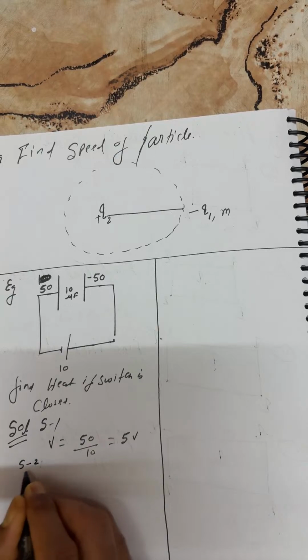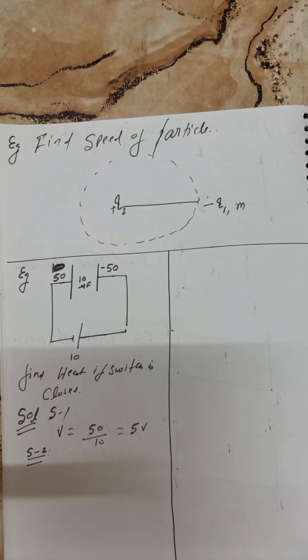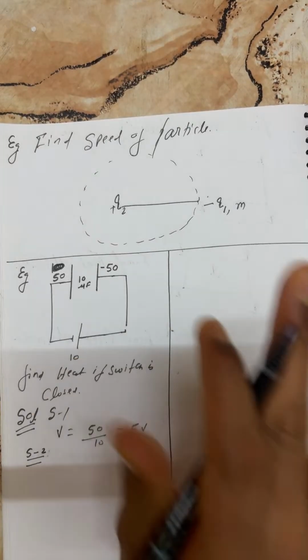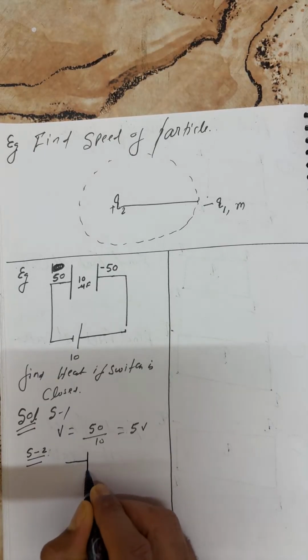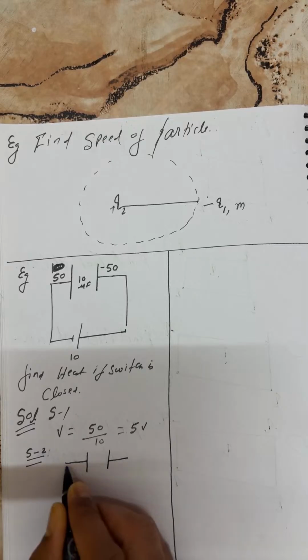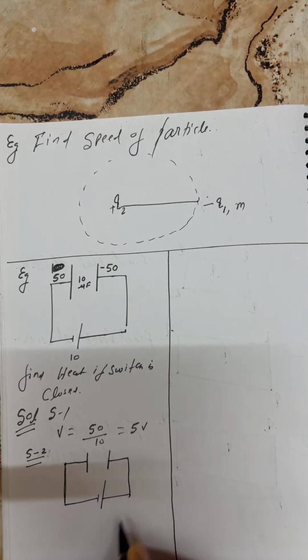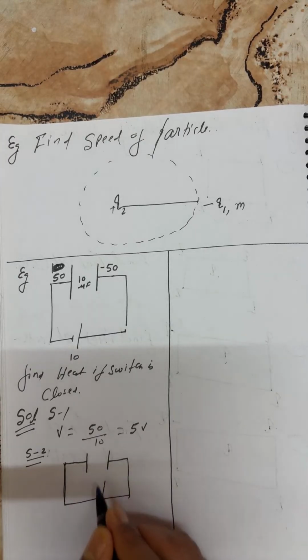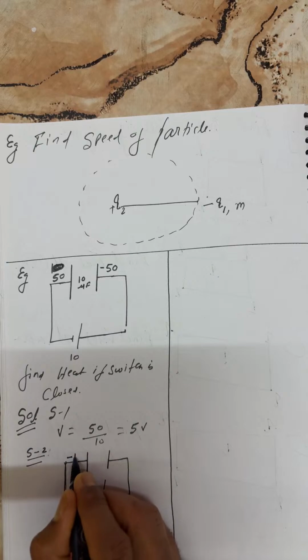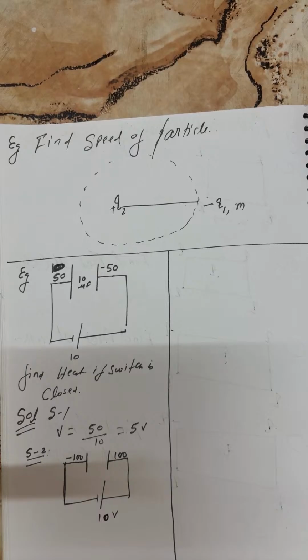Students, have a look here. For step 2, what? Just forget here. What is initial charge? Make the new diagram after closing the switch here with a 10 volt battery. This is what gets 10 volt. So you can write over here, this is minus 100. This is plus 100.